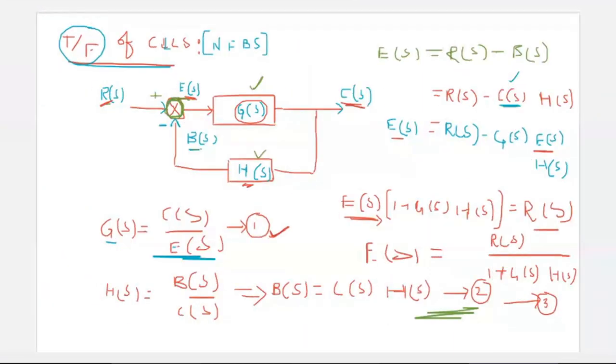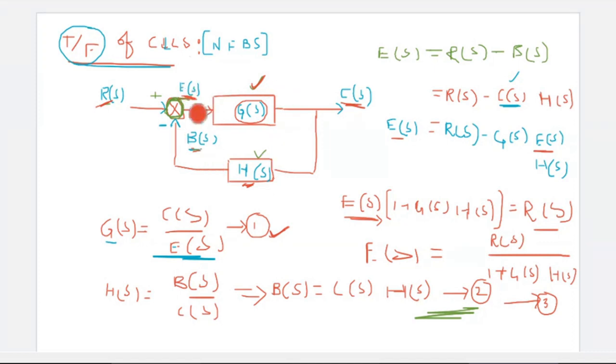Okay, once again I'm going to repeat. Listen carefully. Transfer function of a negative feedback control system. For obtaining it, just consider the block diagram of closed loop control system. This block diagram has R of S as the input, C of S as the output, H of S as the feedback ratio, G of S as the gain ratio, B of S as the feedback signal, and E of S as the error signal.